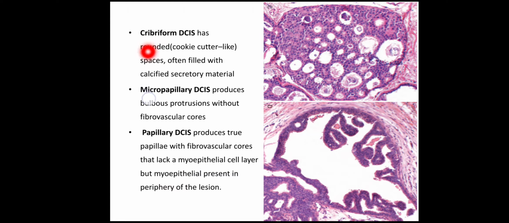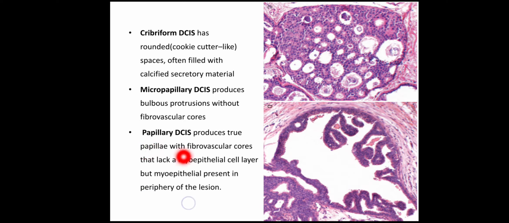Next is cribriform DCIS. Cribriform means rounded spaces like this. It has a cookie cutter like appearance. These are the rounded spaces. Numerous rounded spaces give a cribriform appearance, and sometimes it can have calcified material. Next is micropapillary and papillary DCIS. In micropapillary DCIS, there will be bulbous protrusions and they will not have any fibrovascular core. These are the bulbous protrusions which are protruding into the lumen of this duct, but no fibrovascular core is there.